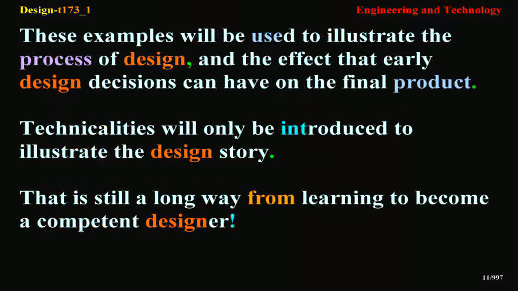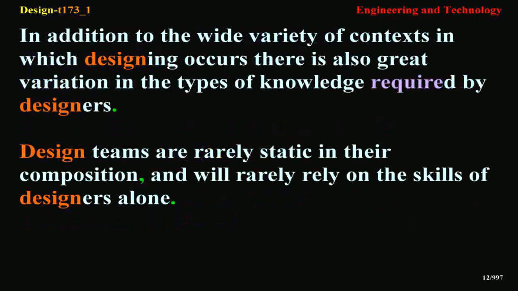These examples will be used to illustrate the process of design and the effect that early design decisions can have on the final product. Technicalities will only be introduced to illustrate the design story. That is still a long way from learning to become a competent designer. In addition to the wide variety of contexts in which designing occurs, there is also great variation in the types of knowledge required by designers.